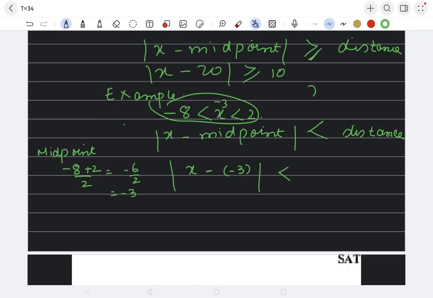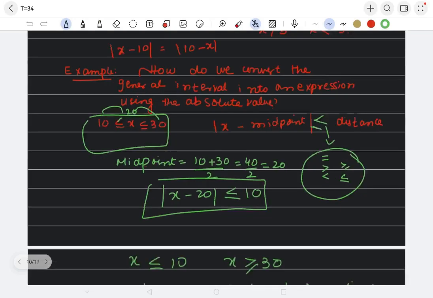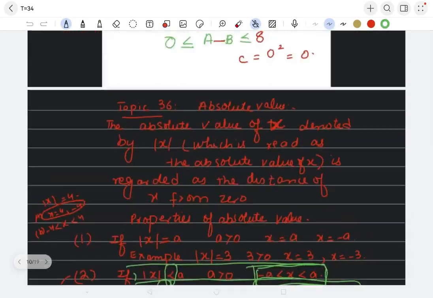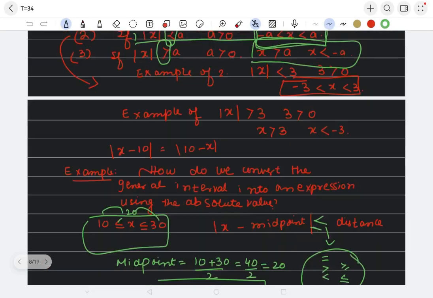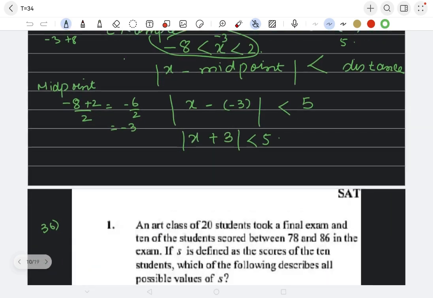Now we are going to take the difference. 2 minus 3, that's 5. And minus 3 minus 8, that's again 5. So the distance is 5. So it will be x plus 3 is less than 5. So this is all about this property, and undoubtedly those topics which we are discussing today are important, and you need to learn them, otherwise it will be difficult for you to attempt your SATs paper. Okay, now I am moving towards question number 1.